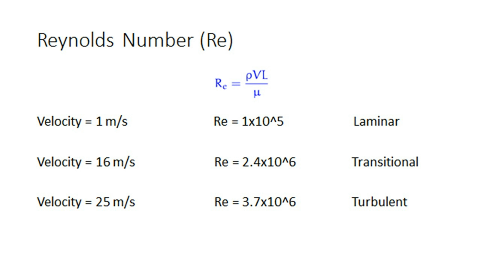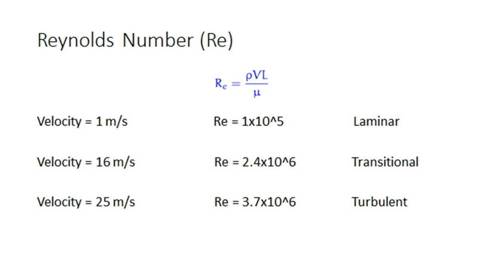Flow velocities of 1 meter per second, 16 meters per second, and 25 meters per second resulted in Reynolds numbers of 1.2 times 10 to the 5th, 2.4 times 10 to the 6th, and 3.7 times 10 to the 6th, respectively. At 1 meter per second, the flow is laminar. At 16 meters per second, the flow can be considered transitional or turbulent, depending on your beliefs, and at 25 meters per second, the flow is fully turbulent.